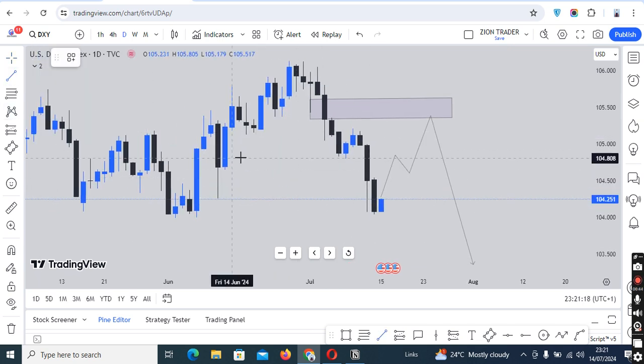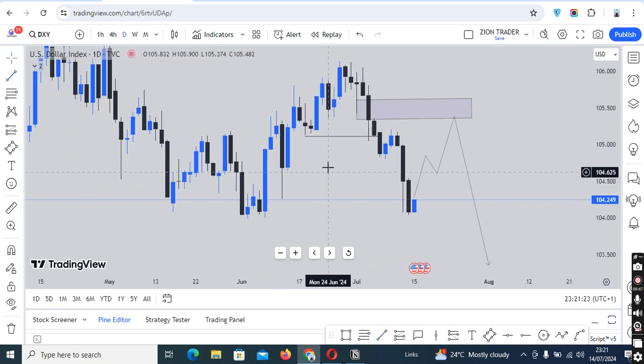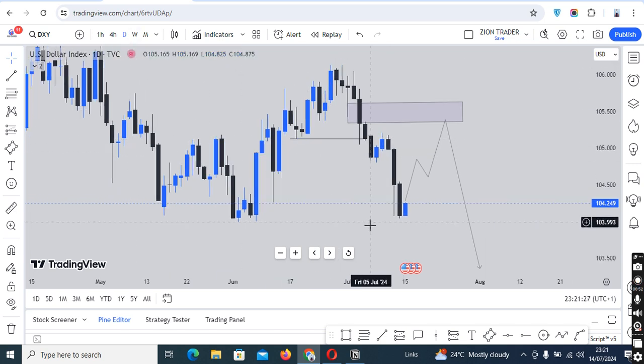So guys, we can see that price here has changed character on the daily time frame. So this means we are bearish. That is just the truth. We are bearish for the dollar index.